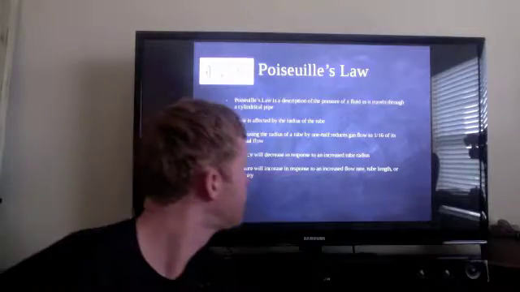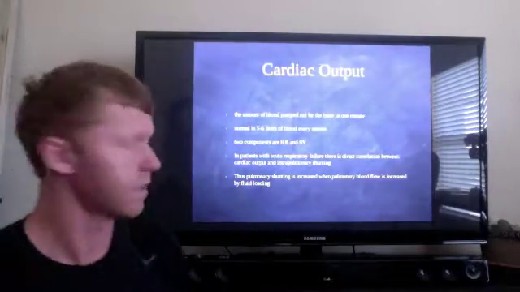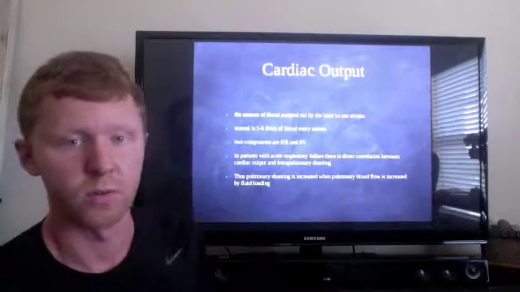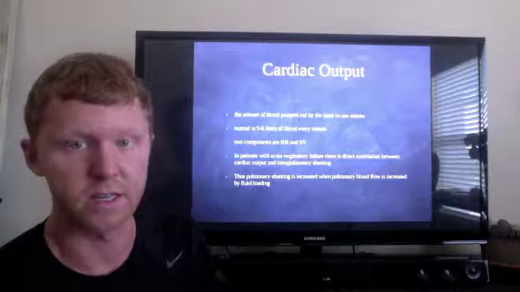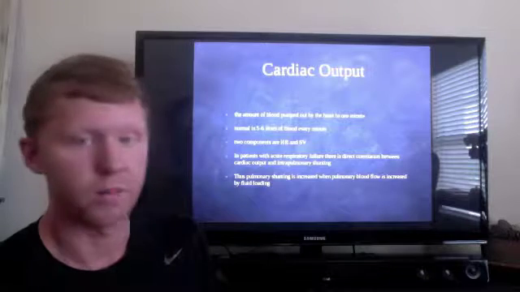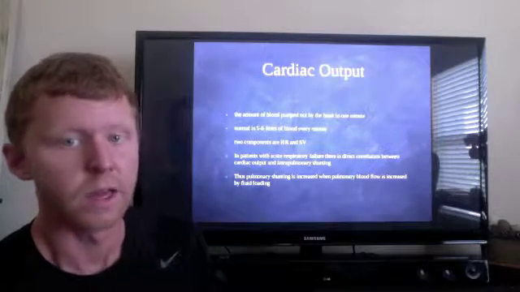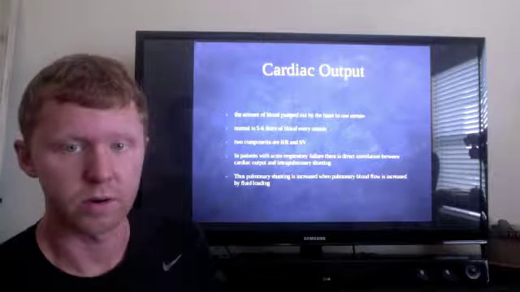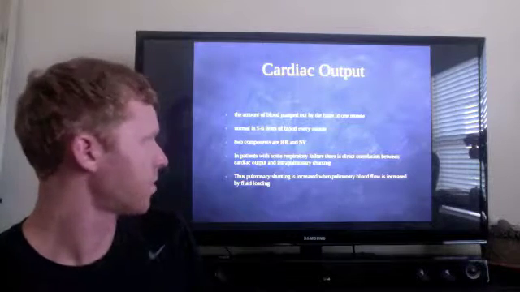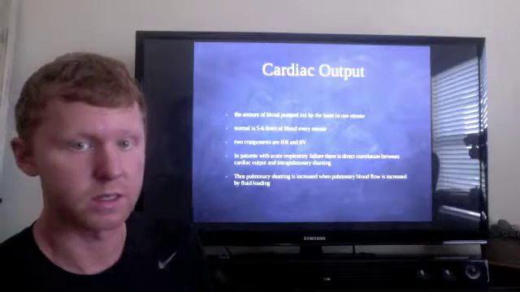And then next, cardiac output is the amount of blood that is pumped out by the heart in 1 minute. The normal range for this is 5 to 6 liters of blood every minute. To get cardiac output, you need 2 components, and that's heart rate and stroke volume. And in patients with acute respiratory failure, there is a direct correlation between cardiac output and intrapulmonary shunting, and this can be important for ARDS patients.